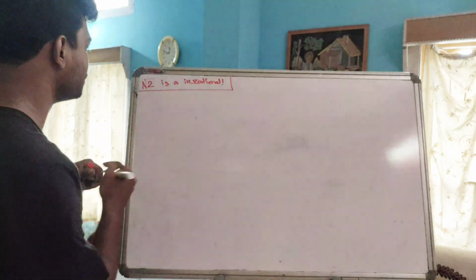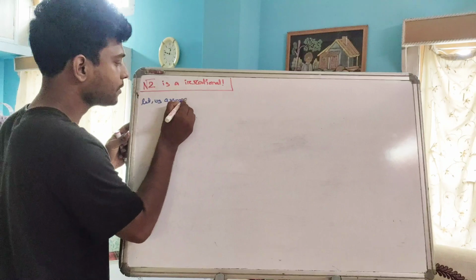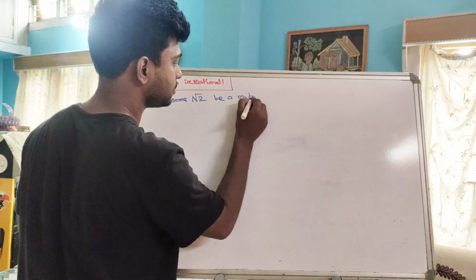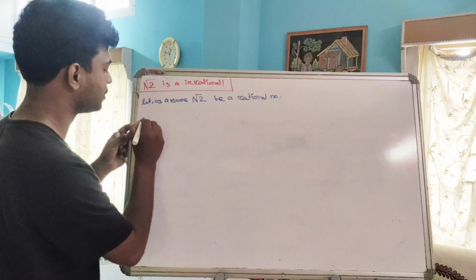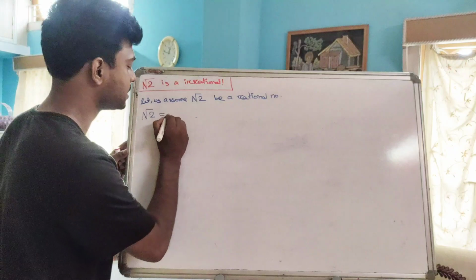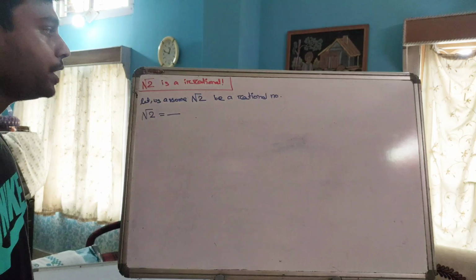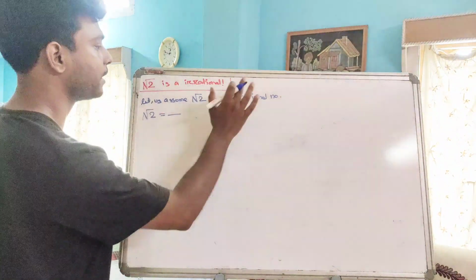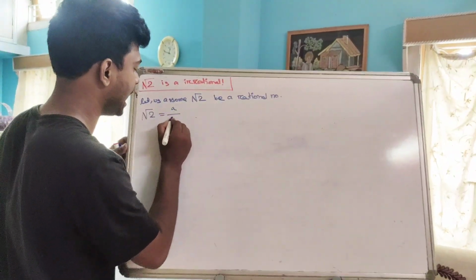So let us assume the square root of 2 to be a rational number. Then we must be able to represent the square root of 2 as the ratio of two integers. Yes or not? The square root of 2 can be represented as the ratio of two integers because we have assumed the square root of 2 to be a rational number. So let us represent this as the ratio of, say, a and b.